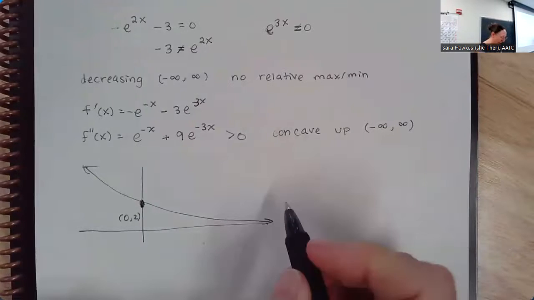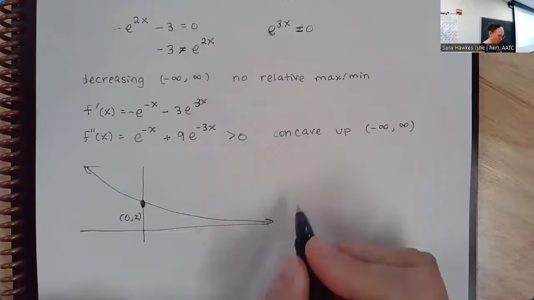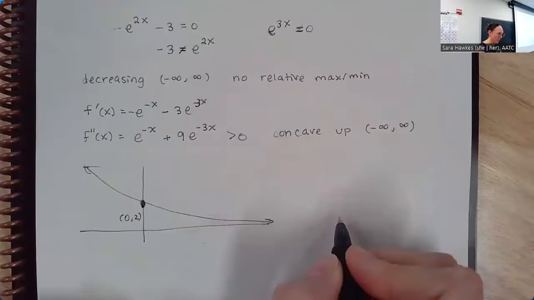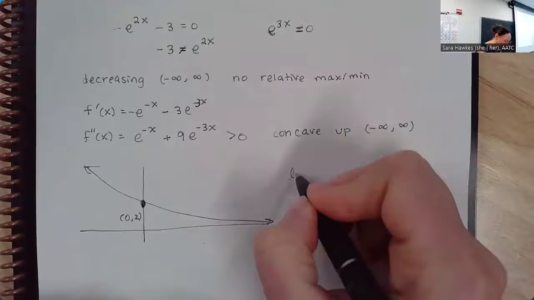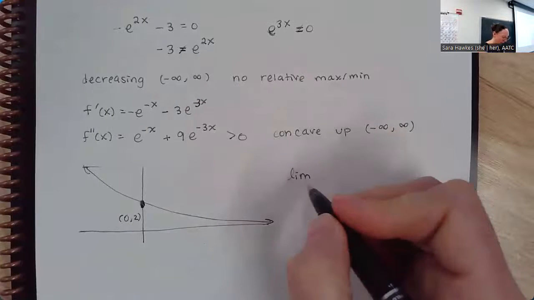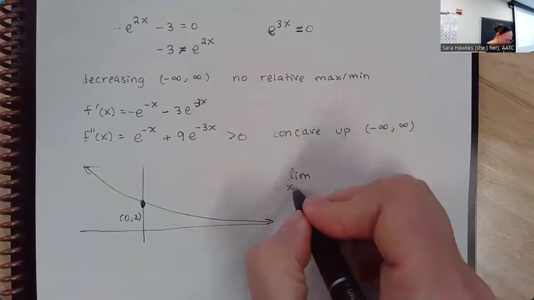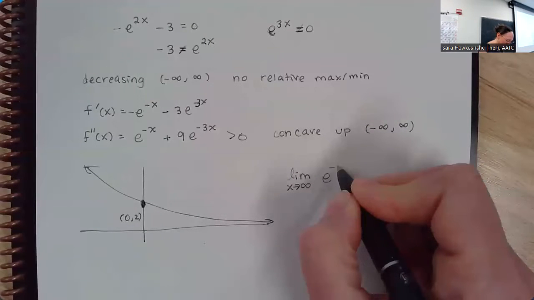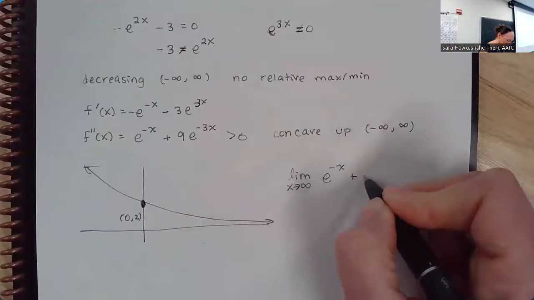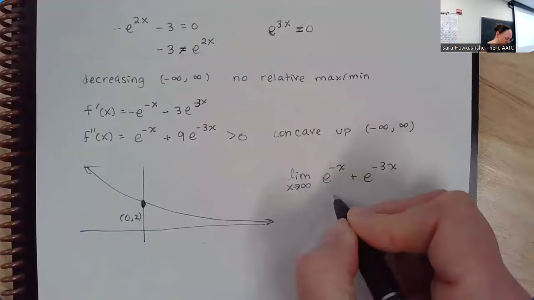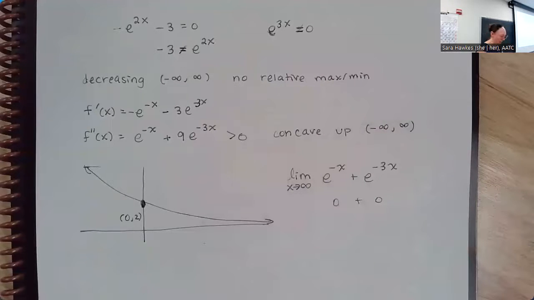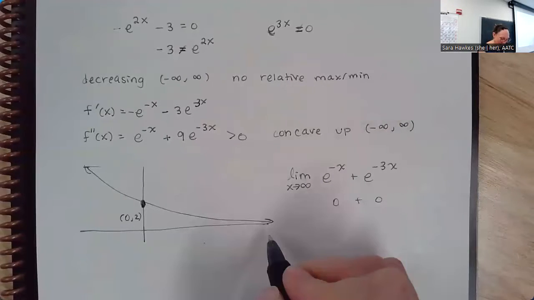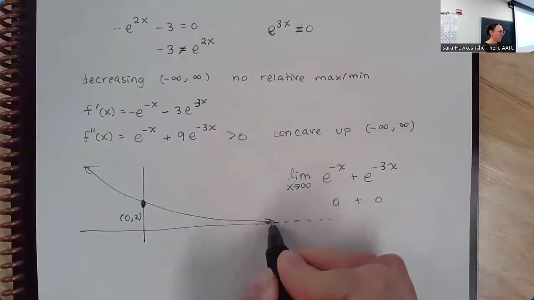Now, we were not asked in the problem to find that horizontal asymptote, but if I were graphing it and trying to be complete about it, I probably would find that horizontal asymptote, even if I wasn't asked for it. The thing is, both pieces of this go to 0. So my horizontal asymptote out here is just 0.